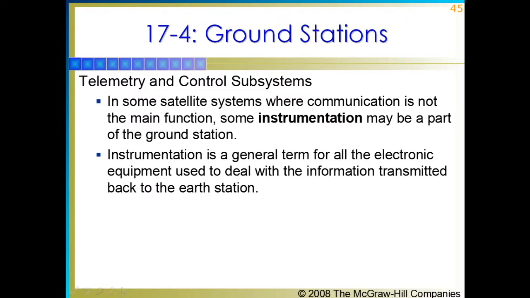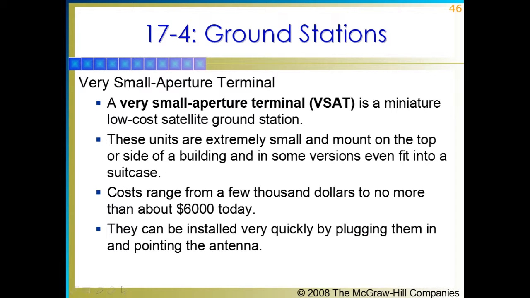In some satellite systems where communication is the main function, some instrumentation may be a part of the ground station. Instrumentation is a general term for all the electronic equipment used to deal with the information transmitted back to the Earth station. The instrumentation subsystem is in effect an extension of the telemetry system.